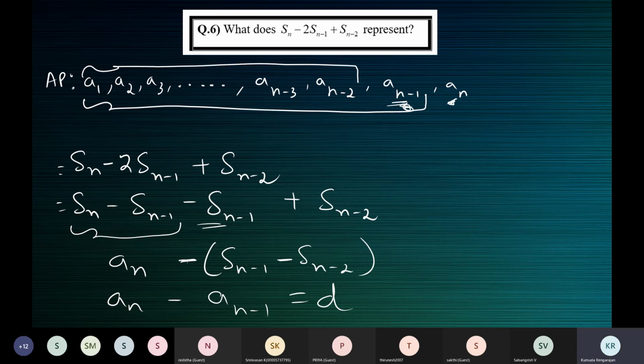An is the nth term. An minus 1 is the term before the nth term. And we know that the difference between any term and its preceding term is the common difference, which is given by the letter d. So the given expression, Sn minus 1 plus Sn minus 2, represents d, the common difference.